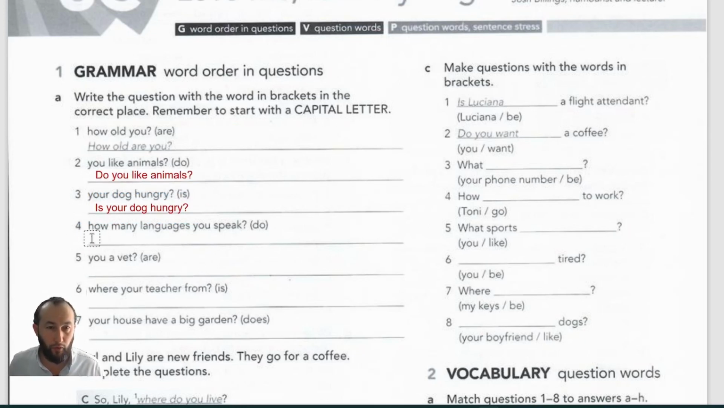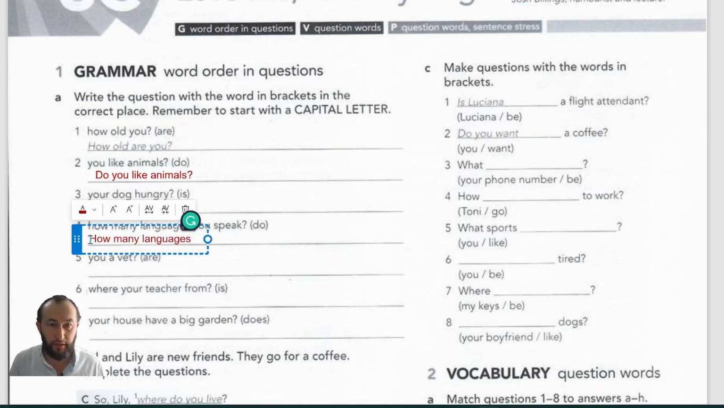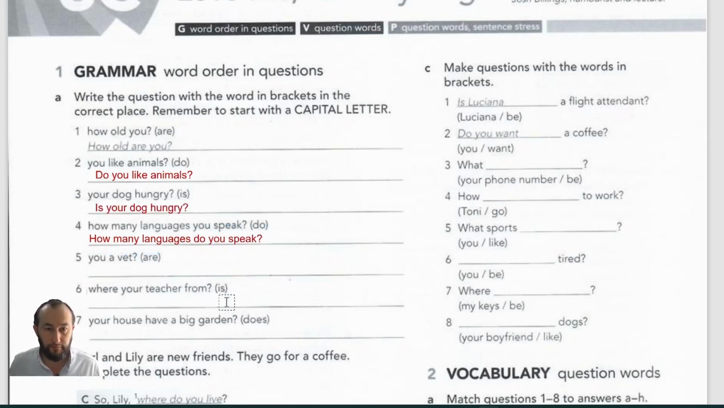Okay, number 4, how many languages you speak? So how many languages? We have got a question word here. That's a question word. So in a question, if we have a question word, we're going to use it first. How many languages do you? You is the subject, so we should use do before the subject. So let's do that. How many languages do you? That's it. It's good now. How many languages do you speak?